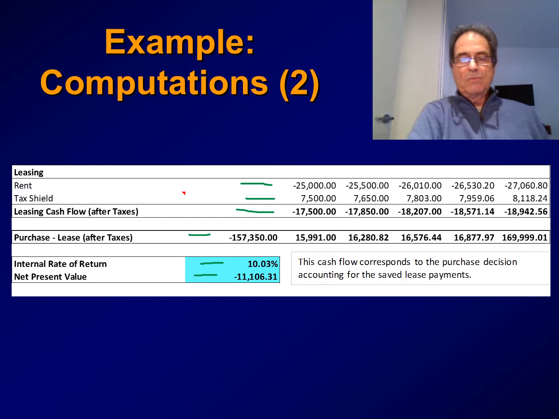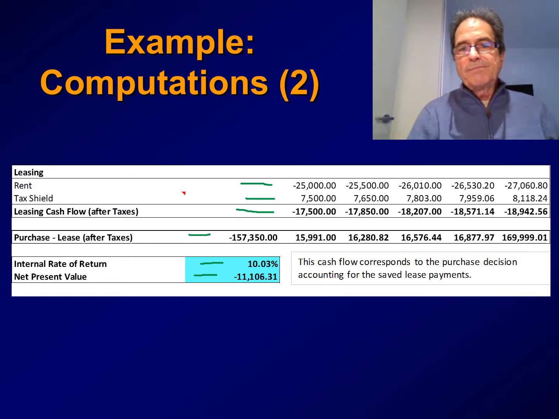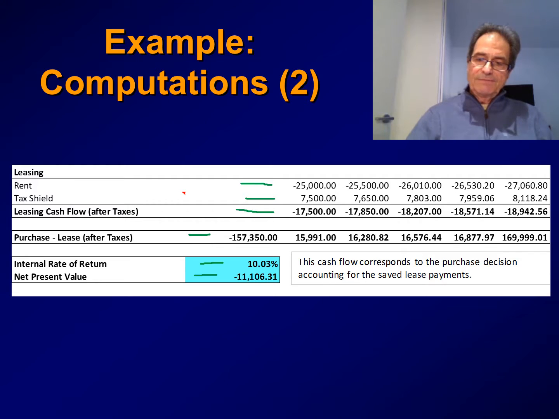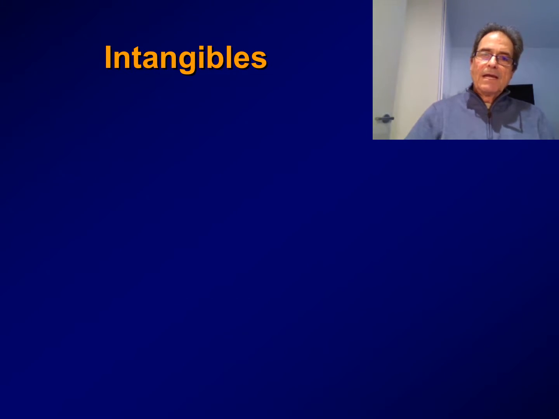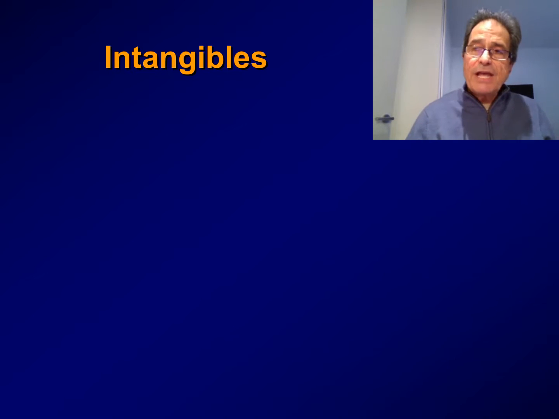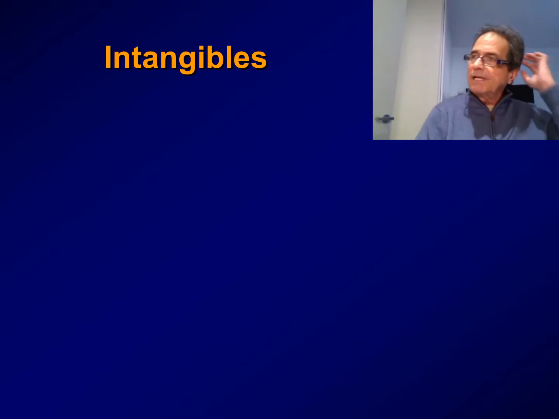than 12%. Well, given that the internal rate of return is less than the discount rate, and given that the net present value is negative, in this case, we conclude that purchasing cash is a bad decision. It is better to rent. The last thing to take into account here are the intangibles, meaning all these aspects associated with purchasing or leasing the property, which cannot be quantified.